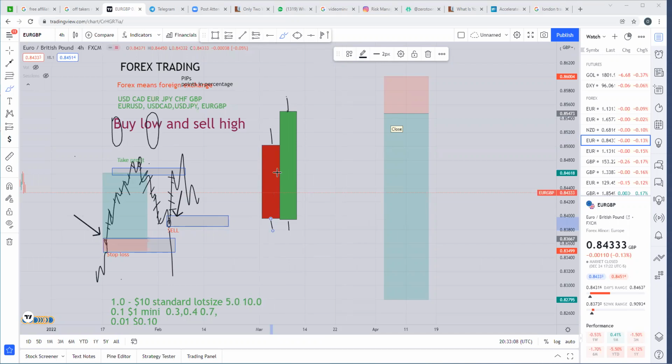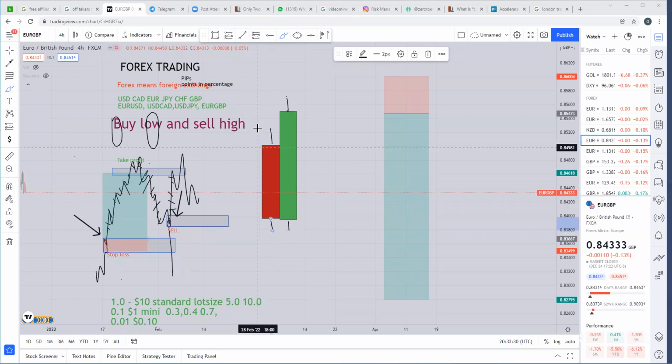So what it means is that the market was once there. Once upon a time there was a full body here, but the market rejected. Whenever you see wicks, it means rejection. That means the market rejected from that point and went back up.